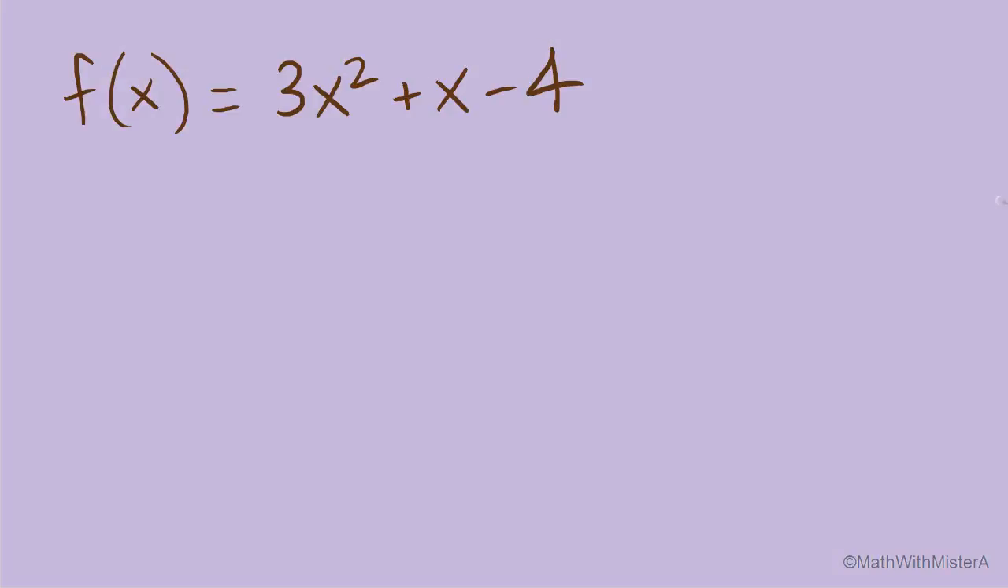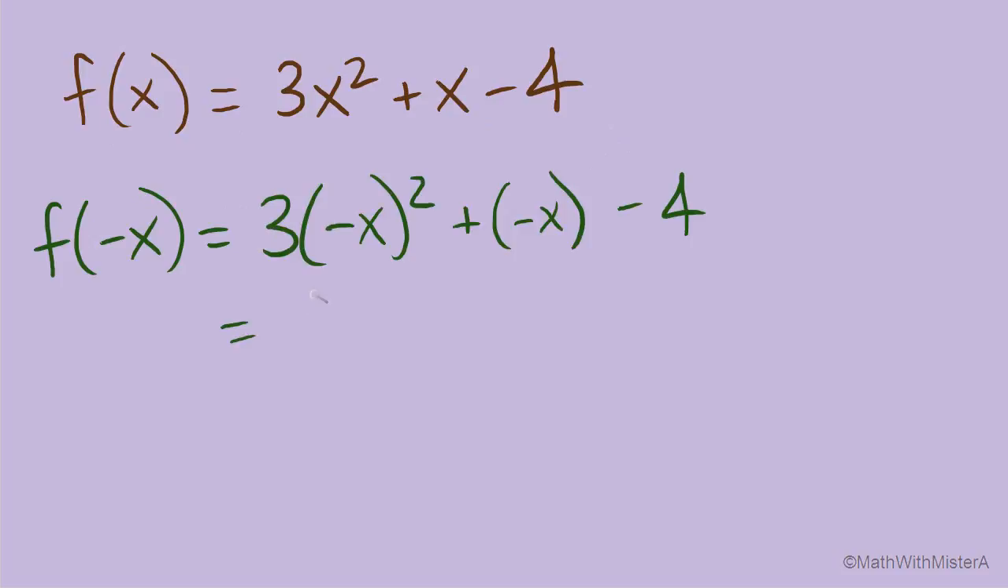And now let's do one last example. Here's our given function f of x. If we evaluate this function at negative x, this first term simplifies to become a positive 3x squared. That middle term is negative x, and then minus 4. So we can see that we do not have a match with the original function, so it's not an even function.